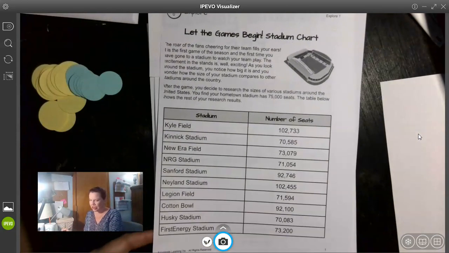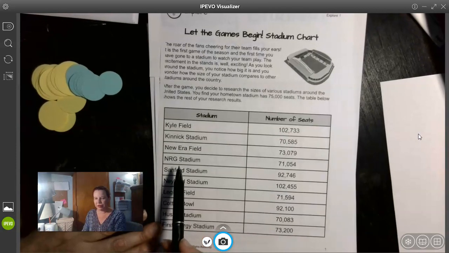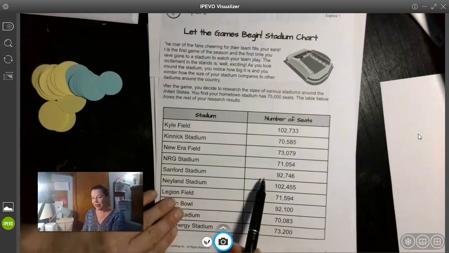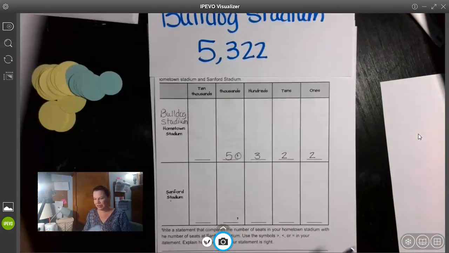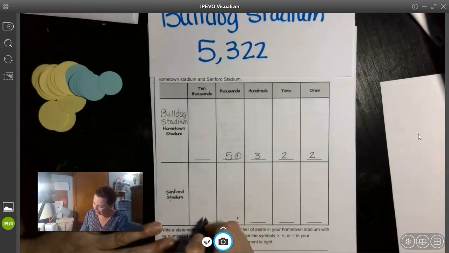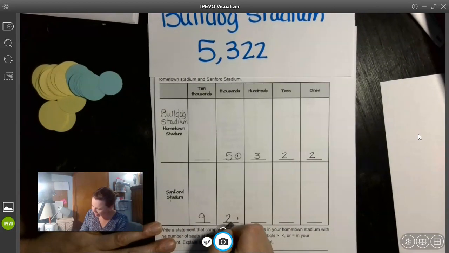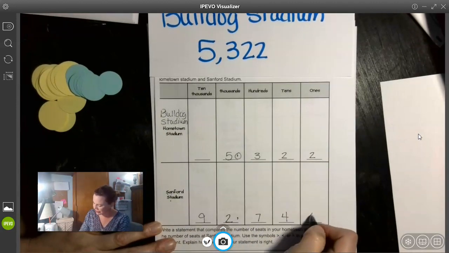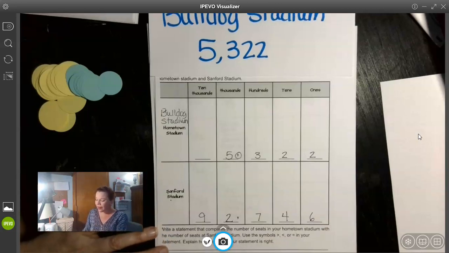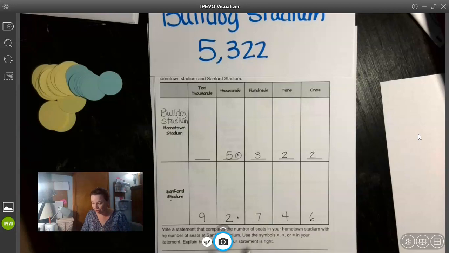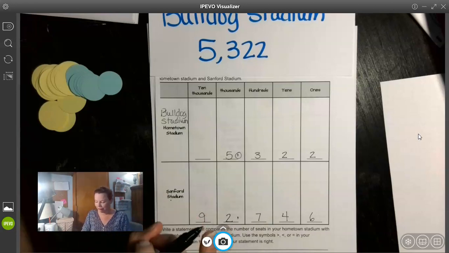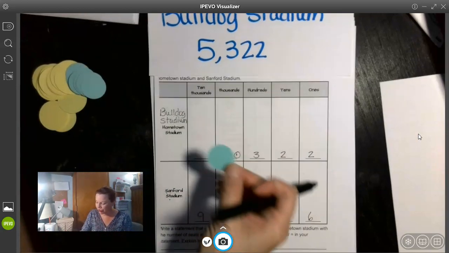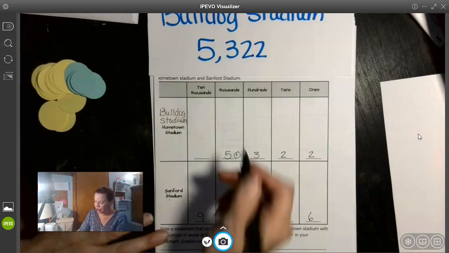Now, the second stadium we're going to compare it with is the Sanford Stadium. So I'm going to look at this sheet. Find the Sanford Stadium. There it is. It has 92,746 number of seats. So we have 92,000, 92 because it's in the 10,000s, 746. So they also want you to draw using the place value discs. So you could either use little circles that you cut out, or we can draw. So I'm going to draw.